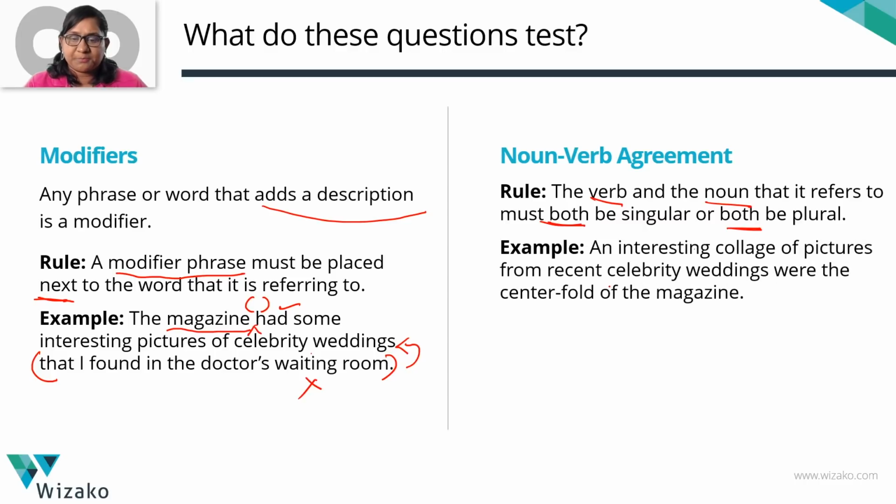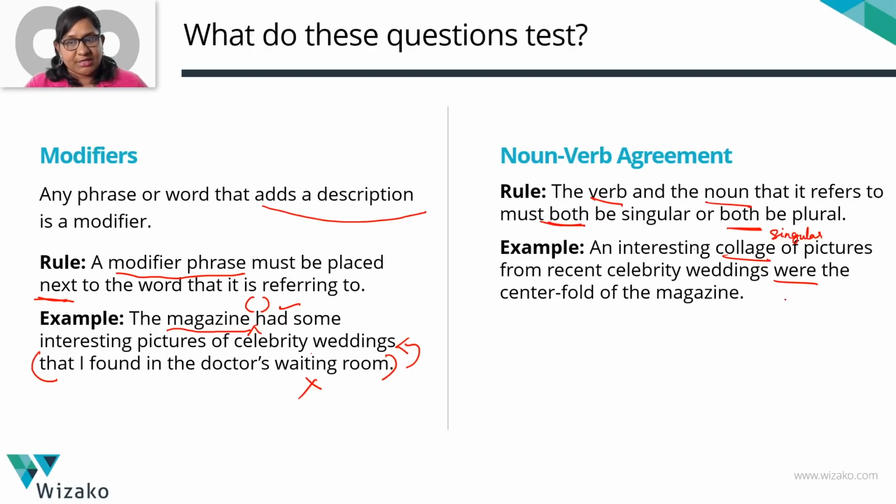Let's look at an example. An interesting collage of pictures from recent celebrity weddings were the centerfold of the magazine. Now, what is the verb in the sentence? Were. What is the centerfold of the magazine? What is it trying to point to? It's trying to point to the collage. And is the collage singular or plural? The collage of pictures is singular. Pictures might be plural, weddings might be plural, but what is actually the centerfold? The collage was the centerfold. And the collage is a singular noun.